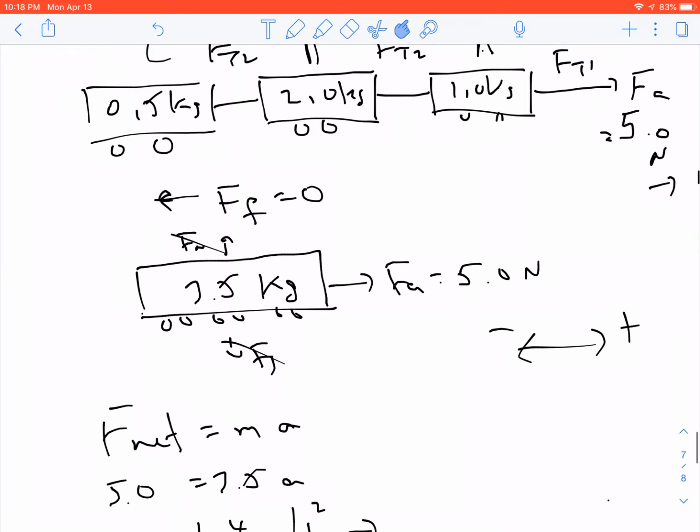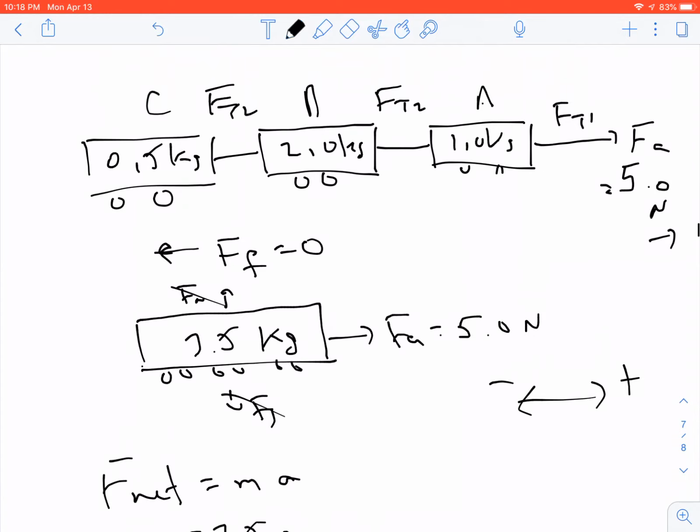This one should be FT3. FT3 is pulling the C cart, which is 0.5 kilograms and weighs almost nothing. So to pull that small amount of weight, the string doesn't need to be too strong. Notice that string 2 is having to pull the 2 kilogram plus the 0.5. It needs to be a stronger string.